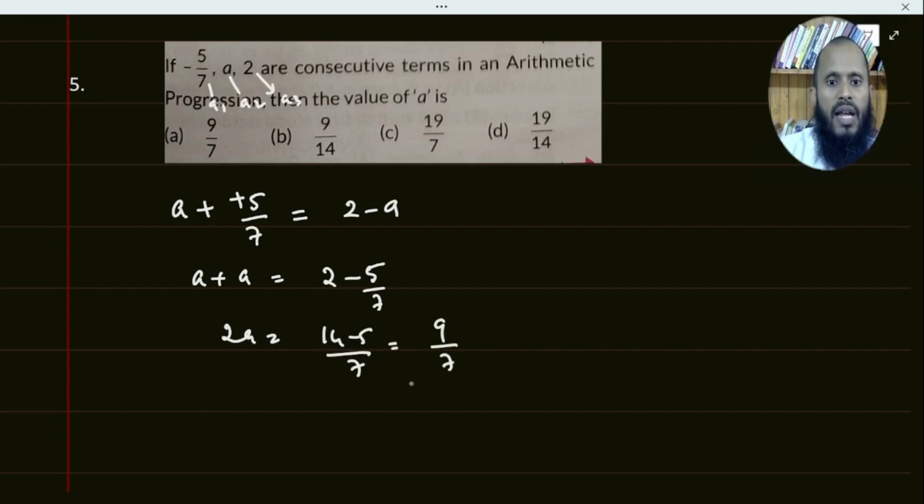So, 2a is equal to 9 by 7, which implies a equal to 9 by 7 into 2, to transpose 2 to the other side. So, a will become 9 by 14. So, option B will be the correct answer. So, I hope it helps.